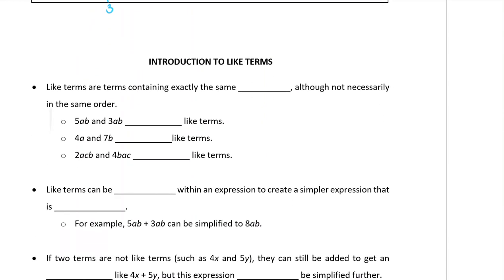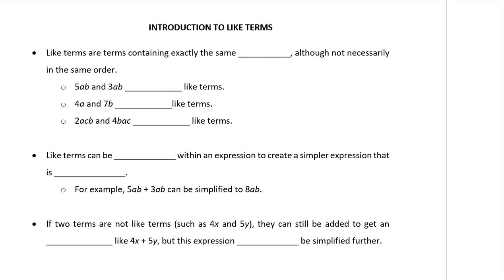Okay, so here is our new work, which is an introduction to like terms. Like terms, what are they? Well, let's read our dot points. Like terms are terms containing exactly the same pronumerals, which is our fancy word for letters, although they don't necessarily have to be in the same order.